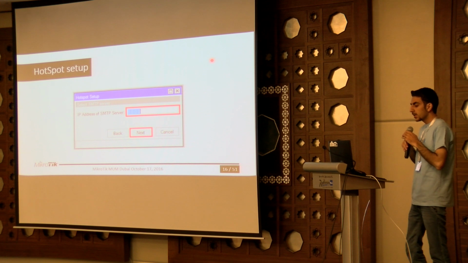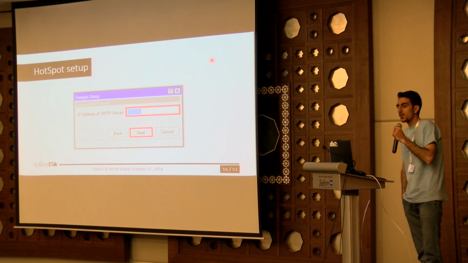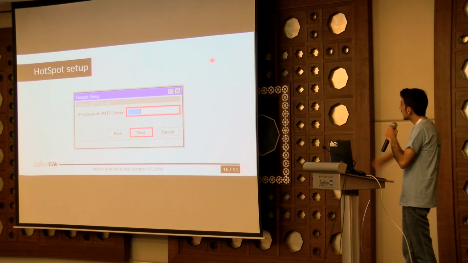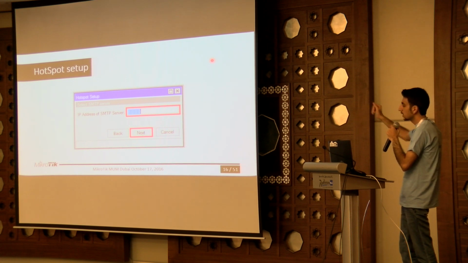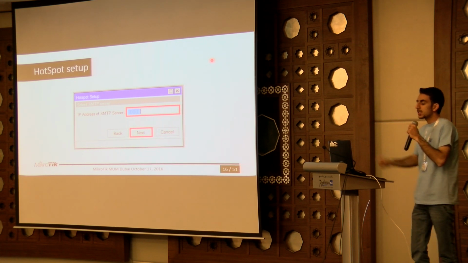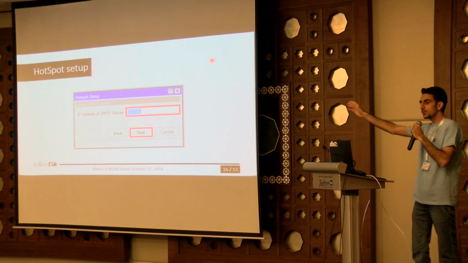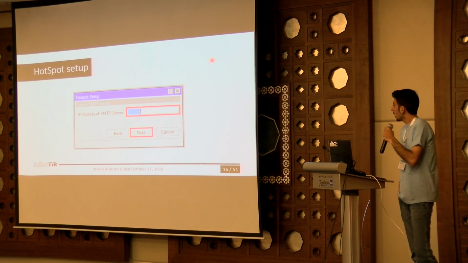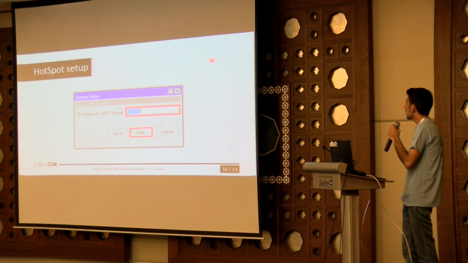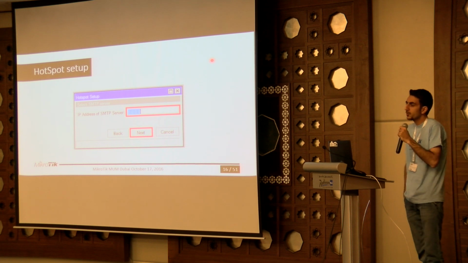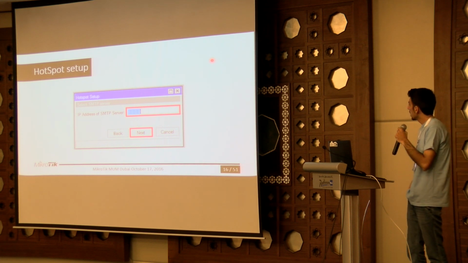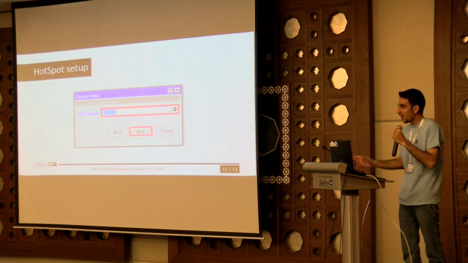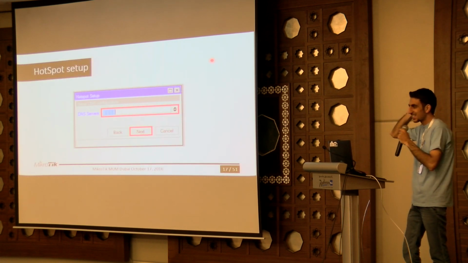If you have an SMTP server in your network, you can specify its IP address in this step, and all email traffic will be redirected to this SMTP server. But this step is optional, not important for running hotspot, and we click on next. All steps, click on next.